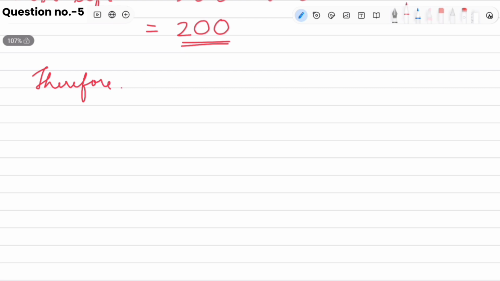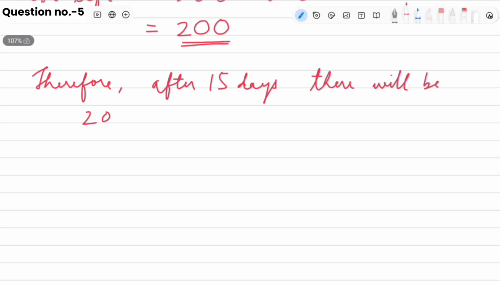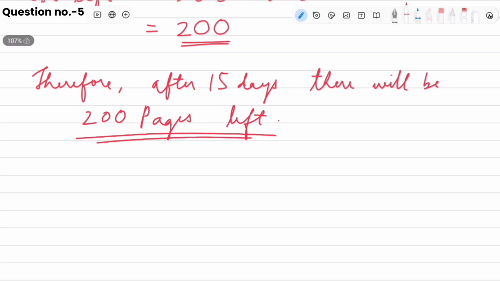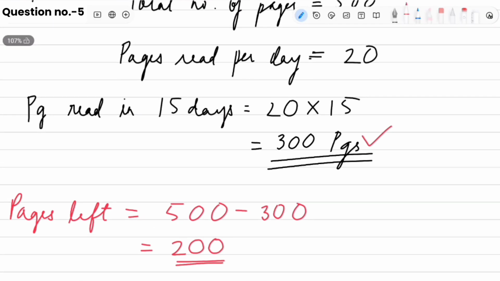Therefore after 15 days there will be 200 pages left. This is very important. There are marks for this as well. Writing the conclusion is very important.